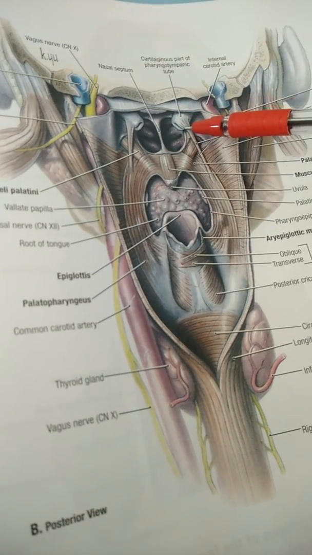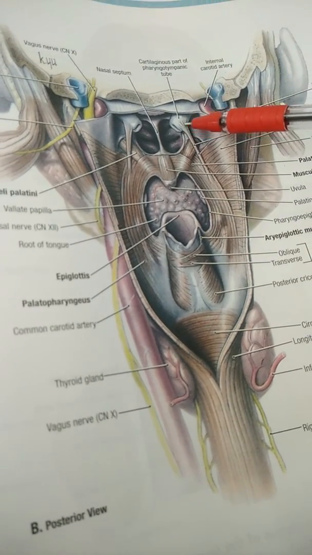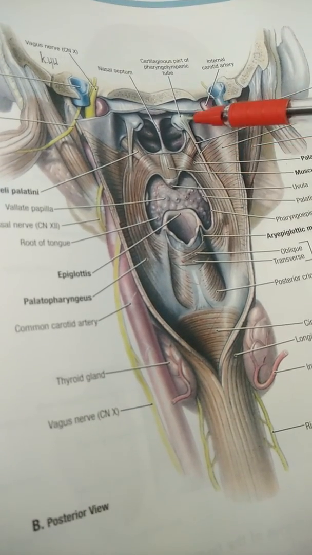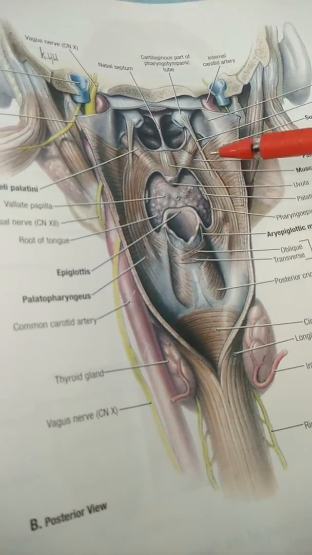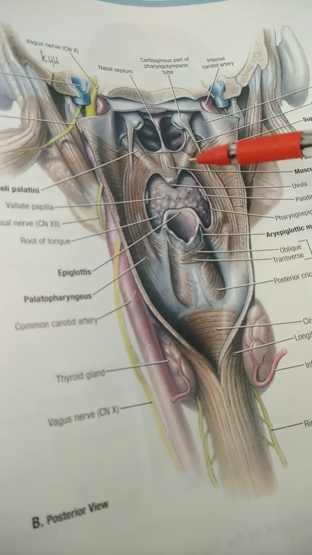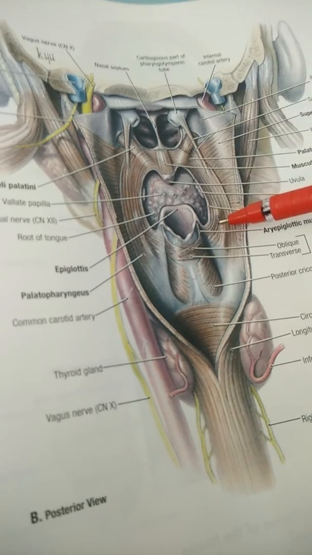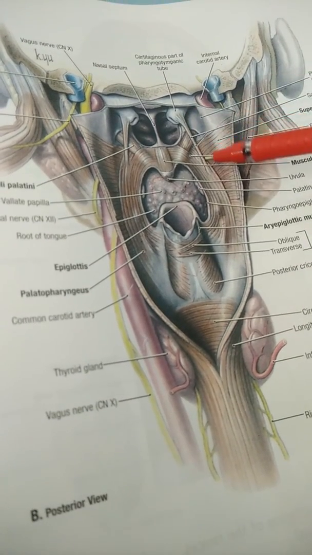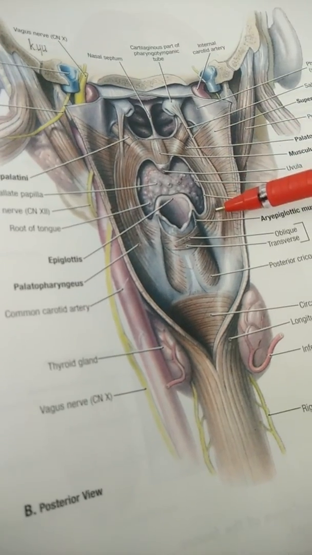So from the auditory tube we can see one muscle coming downward. This is known as salpingopharyngeus muscle. Okay, then this is the palate. From the palate we can see one more longitudinal muscle. This is palatopharyngeus. So three longitudinal muscles: stylopharyngeus, salpingopharyngeus and palatopharyngeus muscle.